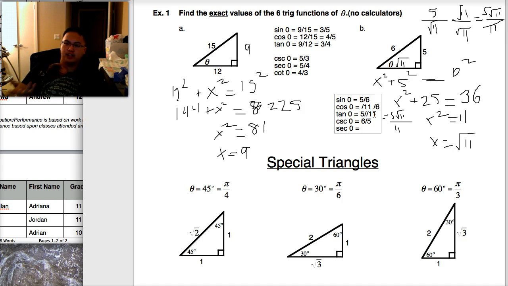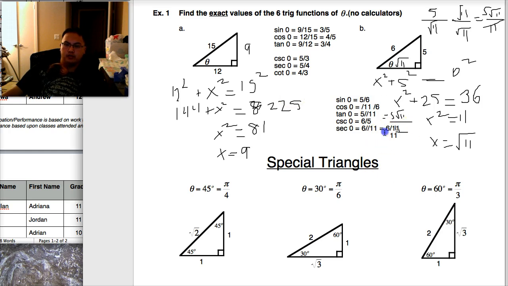Now here's the problem. I can't leave a square root on the bottom. Some of you will remember how to do this. It's supposed to be 6 over the square root of 11, or if I multiply top and bottom by the square root of 11, I'm going to get 6 square root of 11 over 11. So 6 square root of 11 over 11. That's how it simplifies here.